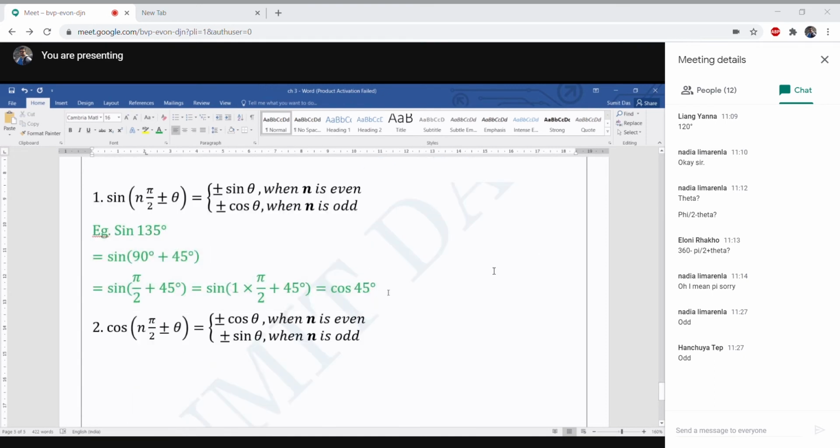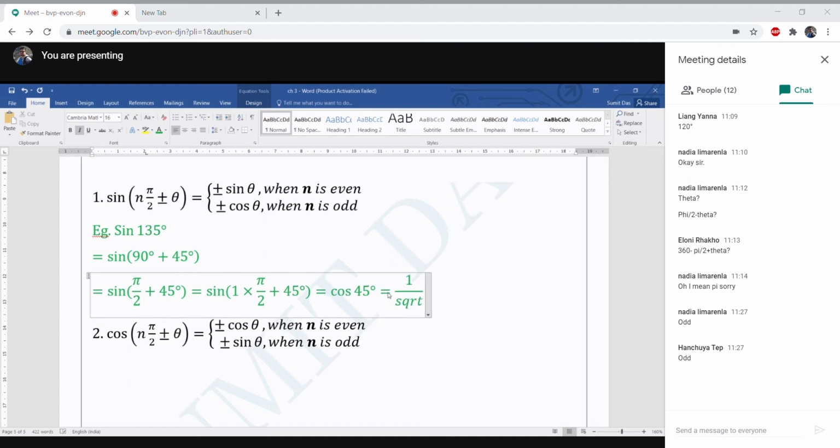Okay. So cos 45 value is how much? Cos 45 value is, anyone, cos 45 value? 1 by root 2. It is 1 by root 2. Understood?